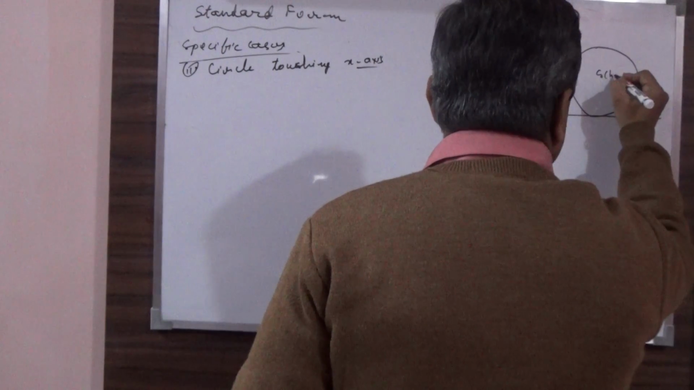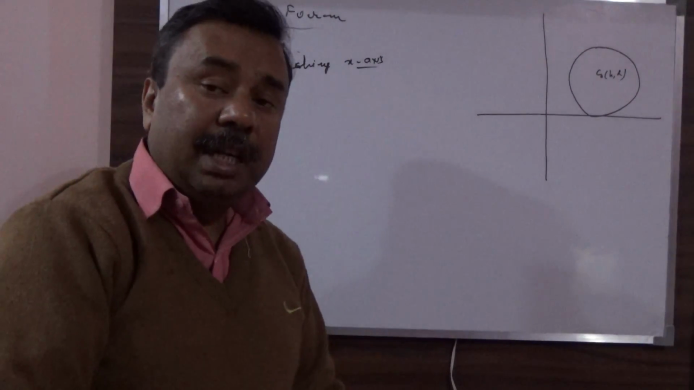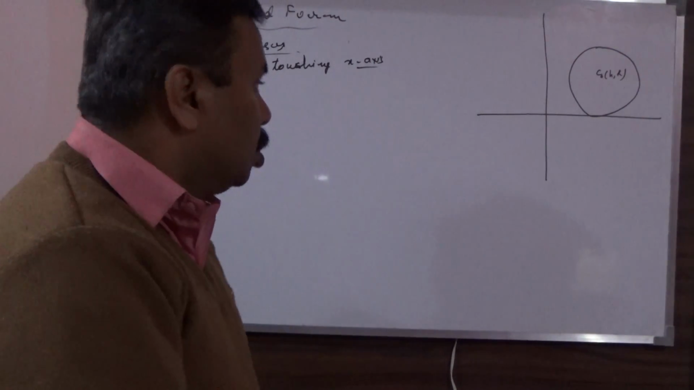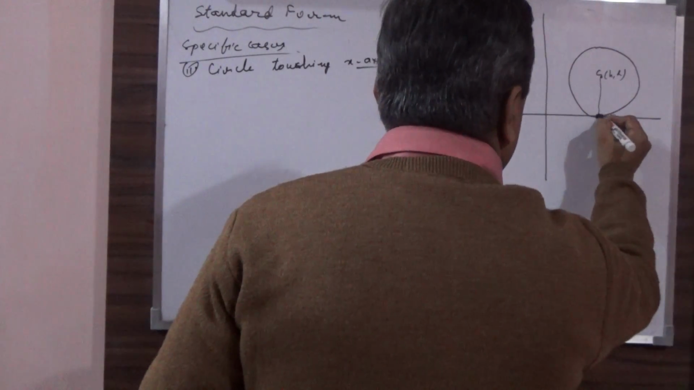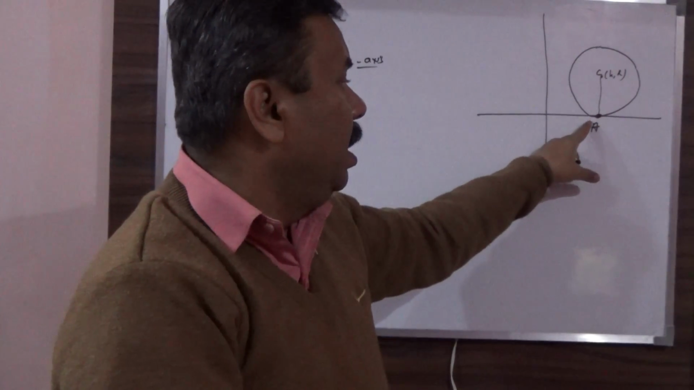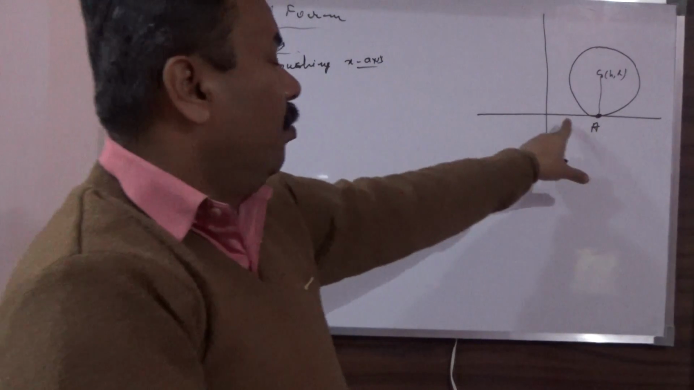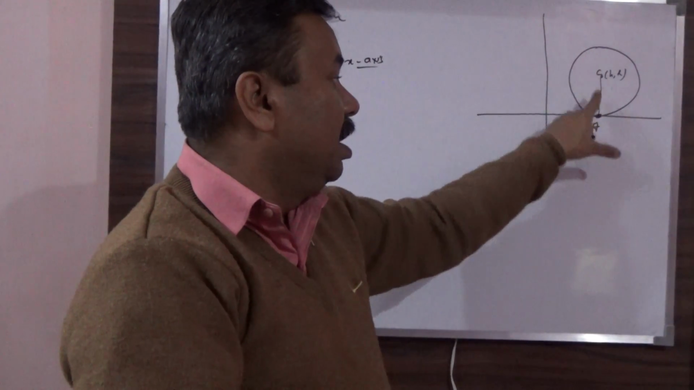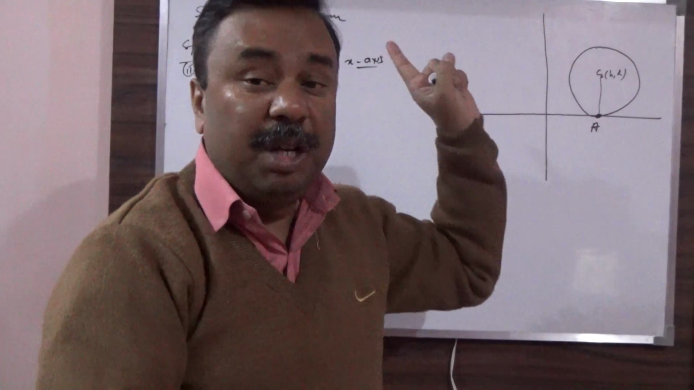Okay, this is your center whose coordinates are (h, k). Okay, and it is said that the circle is touching the x-axis. So what will happen? What will be the coordinates of this point, the point of touching? Suppose that this is point A. See, the x coordinate will be the same as that of C. Because the x-axis is the tangent, and the line drawn from the center to the tangent is always perpendicular to the tangent.